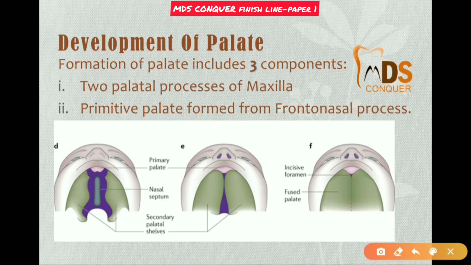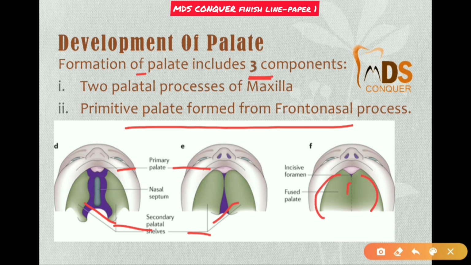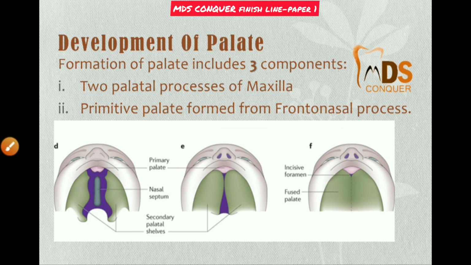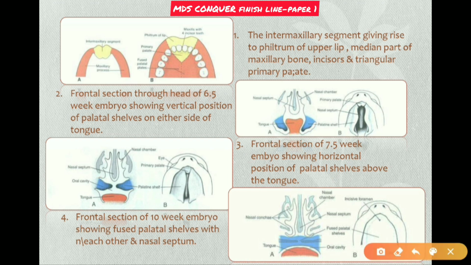Then coming to the development of the palate, it consists of three components, that is two palatal processes of the maxilla and the primitive palate formed from the frontonasal process. So this is the primary palate, and these are the secondary palatal shelves, which finally lead to the fusion of the palate. You can see here this intermaxillary segment, this is the flow chart. You can write it like a sequence. The intermaxillary segment will give rise to the philtrum of the upper lip, the median part of the maxillary bone, the incisors, and the triangular primary palate.